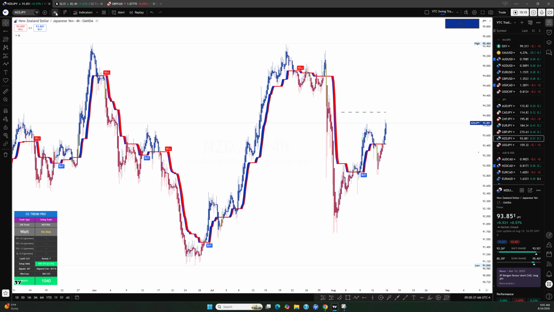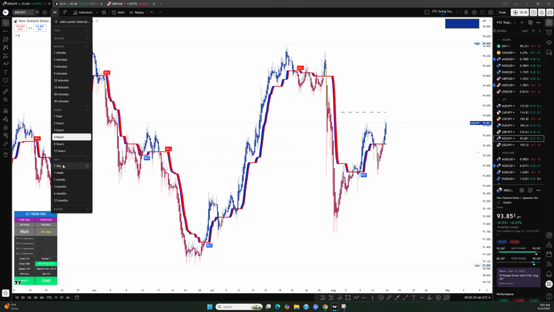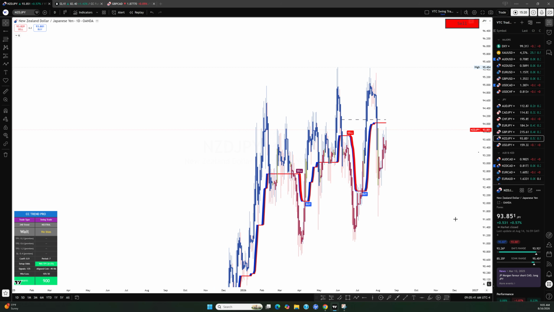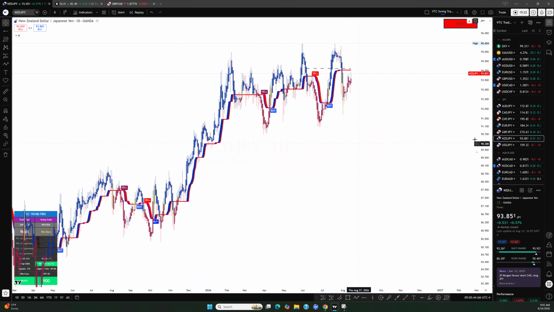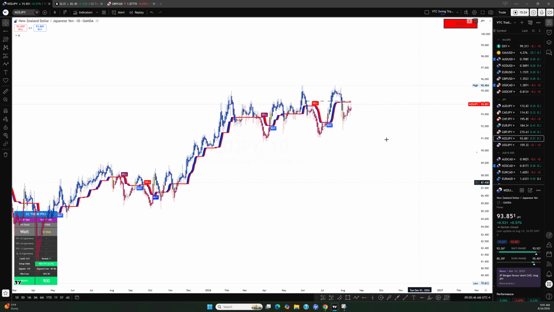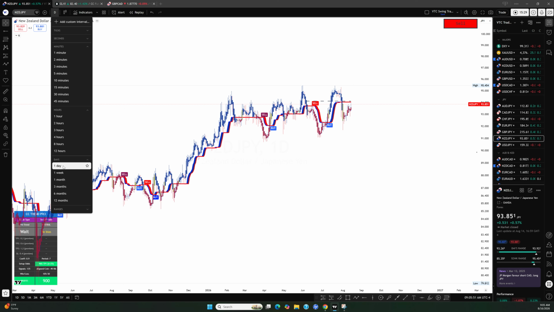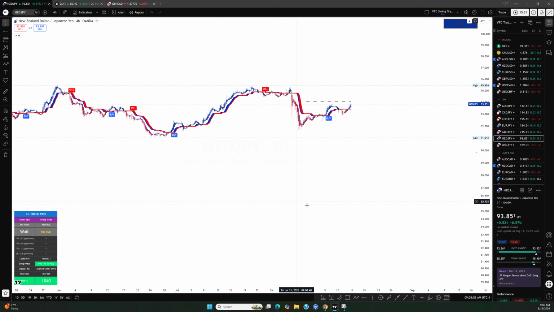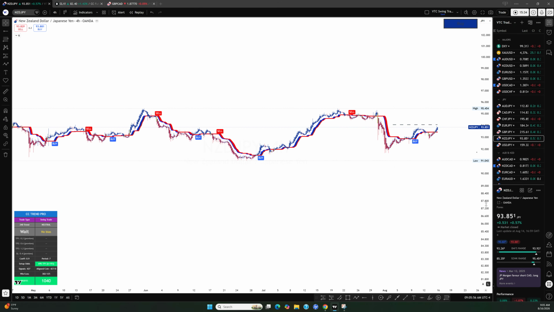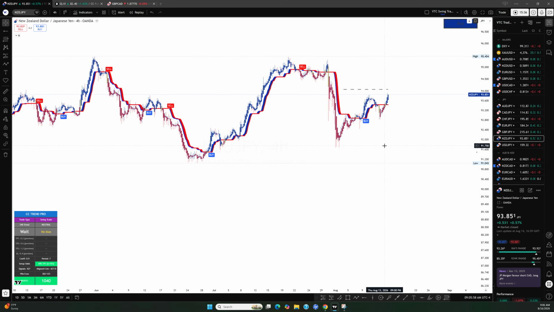NZD JPY, daily time frame is what? Telling us to sell. Now NZD is strong right now, so we may get a push up higher on NZD. So I would leave this alone at this current time. But yeah, we never broke below this previous low here. So we'll see on this pair. I would not trade NZD JPY.